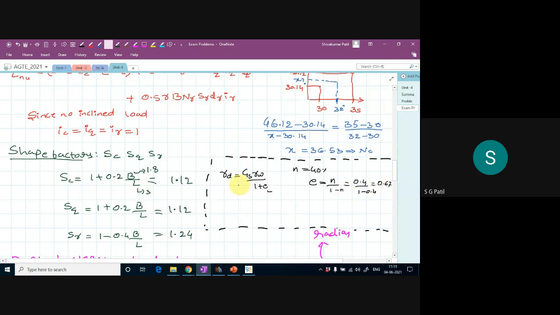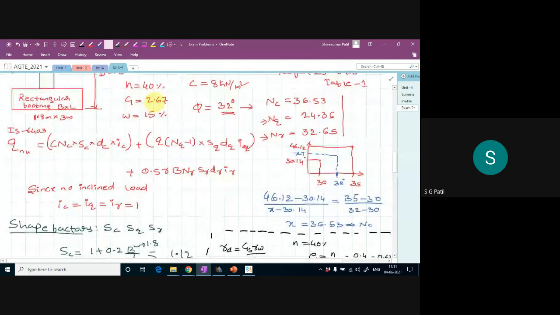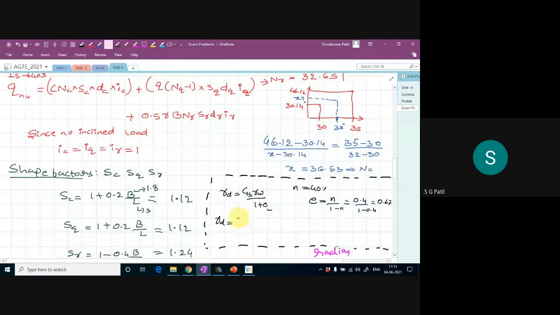Okay, so use that. Gamma D is equal to specific gravity. How much is given? Specific gravity 2.67. So 2.67 into 9.81 divided by 1 plus your E, which is 0.67. So how much are you getting for gamma D? 15.68 kilonewton per meter cube you got. Okay, so this is the dry density I got.